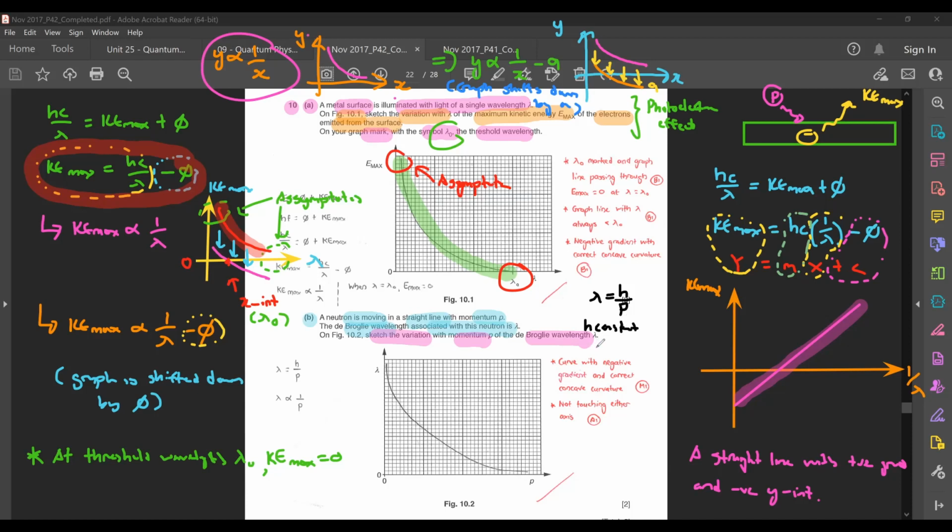h being a constant here would mean that lambda is inversely proportional to p, which is similar in form to y being inversely proportional to x. So if you now try to plot a graph of lambda versus p, it will just be this line here. But take note that in your current case, these two must be asymptotes. So that is it for this particular question.